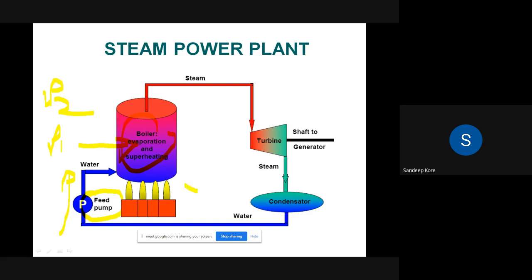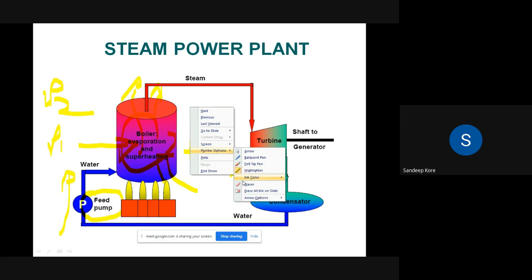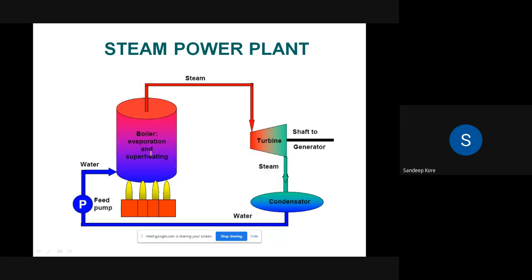Now to the boiler we are supplying the fuel plus air mixture. When we supply the air fuel mixture, the fuel burns and heat of the fuel is given to the water, and the water is going to convert into steam. So steam is produced inside this boiler at high pressure and high temperature. If you observe, this blue color is going to change into red. Now this steam or vapor from the boiler is supplied to a steam turbine through this pipe.